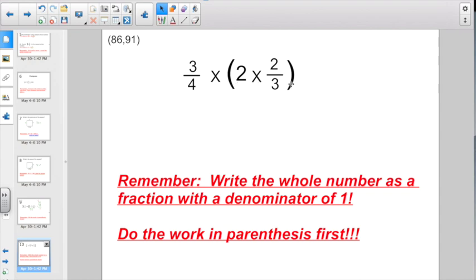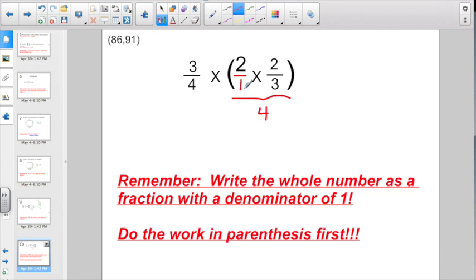Same thing over here. Don't forget to do the work in parentheses first, but it's a little bit trickier because I'm trying to multiply with a whole number of 2, and before I start multiplying a whole number by a fraction, I have to give it a denominator of 1. So 2 times 2, that's 4. Do the denominator times the denominator. Now 1 times 3, that is 3. So now I have to go 3/4 times 4/3. So let's get that set up.